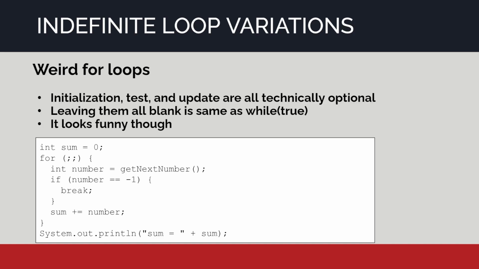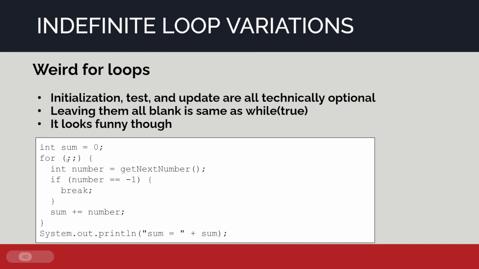You can also see this weird for loop syntax. Technically, all three of the components of a for loop, the initialization, test, and update, are optional. And if you leave them all blank, it's the same as writing a while true loop. It looks really weird though. It looks like someone crying, so maybe don't do that.